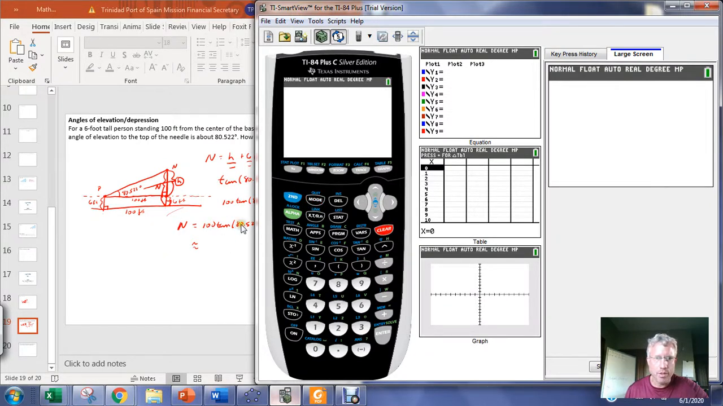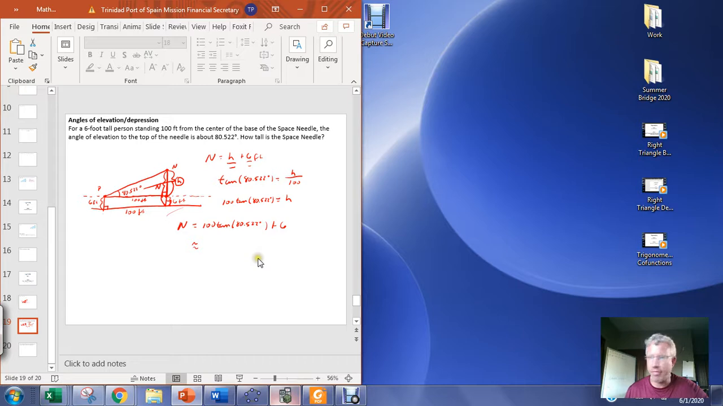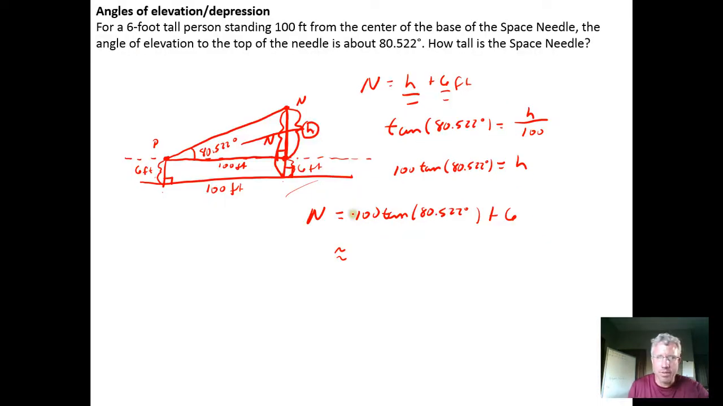So I'm going to do 100 times the tangent of the 80.522 degree angle plus that extra 6 feet. Enter. And we get about 604.9, so 605 feet as a good approximation. So we'll kick that in as our approximation.